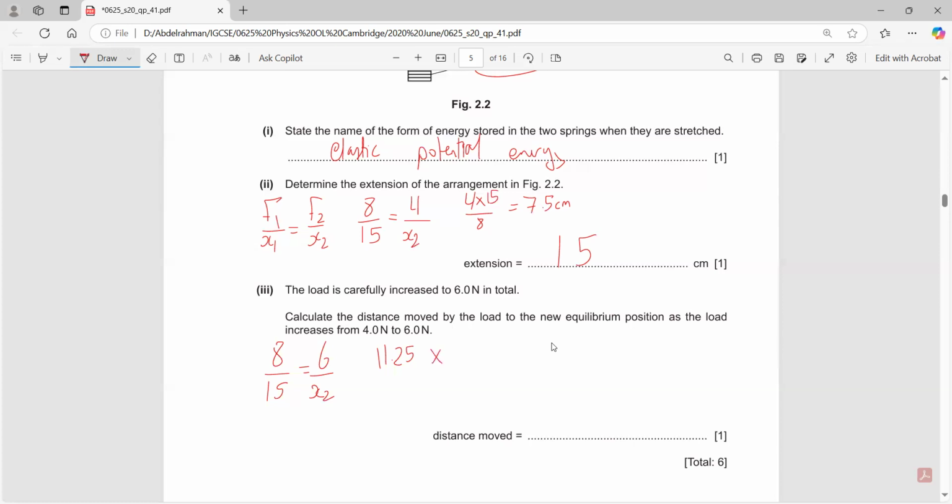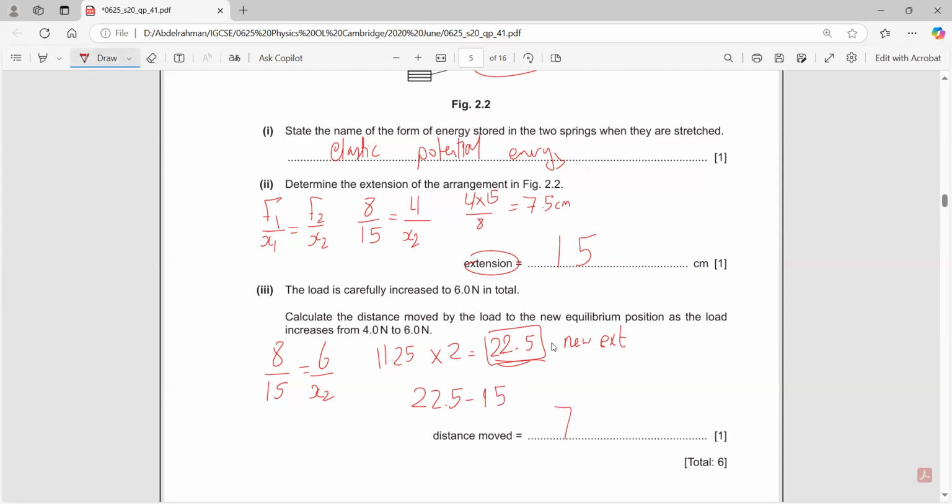If we multiply it by 2, because we have two springs, this would be 22.5. This is the new extension. Can I find how long it moved? What is the distance it moved from this extension to the new extension? All you do is 22.5 minus 15, which is a distance of 7.5 centimeters. Okay. Now, moving on to the next question.